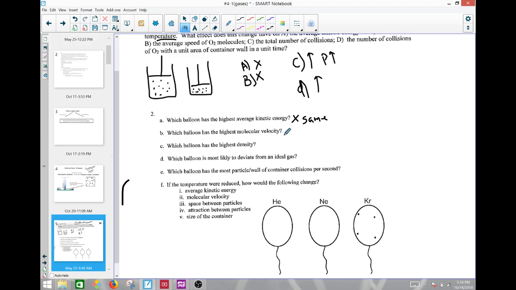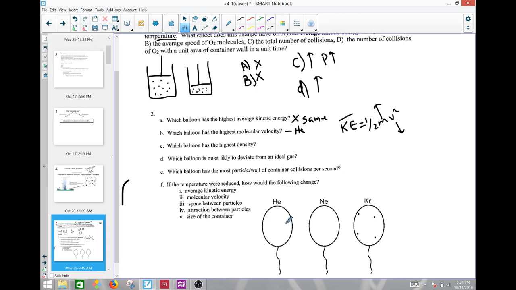Which one has the highest molecular velocity? All right, now this is different. This is a very important question. Average kinetic energy equals 1/2 the mass times velocity squared, and they all have the same average temperature. But particles with heavier masses have lower velocities. So in this case, because krypton has the biggest mass, it has the slowest velocity. And helium, having the smallest mass, has the highest velocity. So the answer right here is helium.